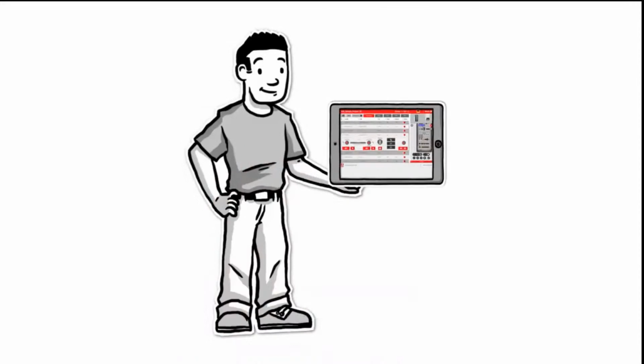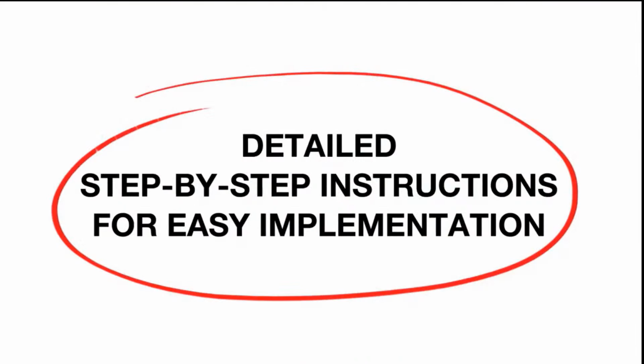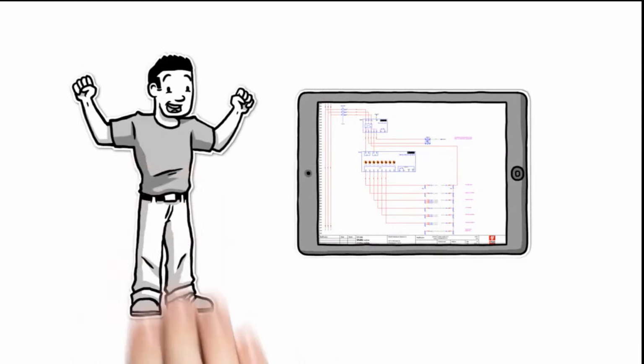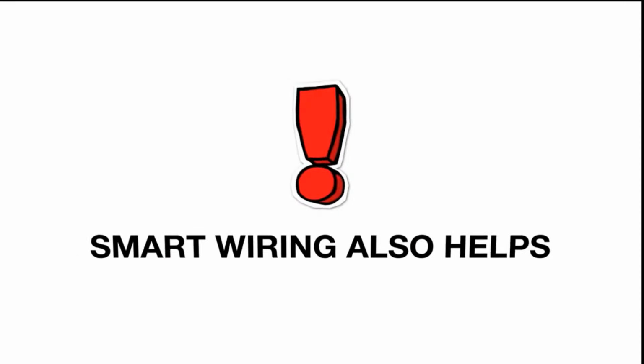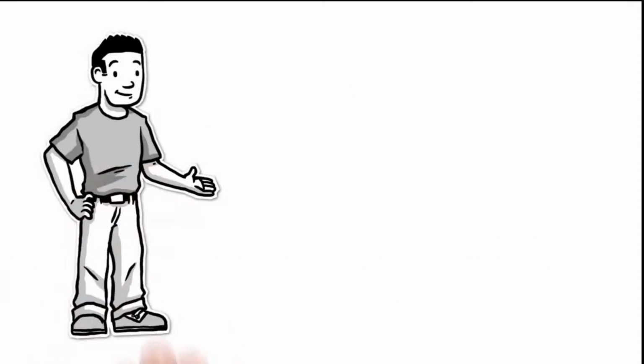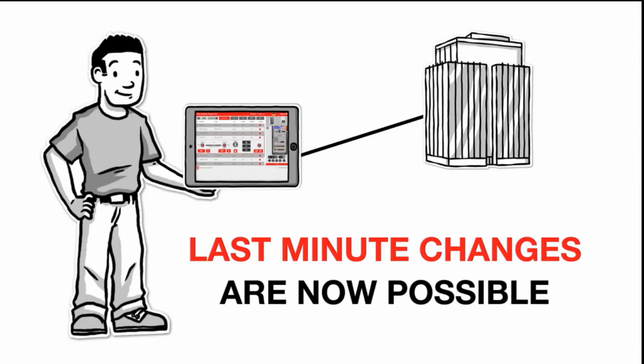What else can smart wiring do? With the help of a smart device, you can access ePlan Smart Wiring and receive detailed step-by-step instructions for easy implementation. Wiring can be completed without schematics or layouts, and connections can be recorded using the traffic light principle. In addition to creating a transparent guideline, smart wiring also helps avoid mistakes in real time. By running an automatic project comparison, last-minute changes are now possible.